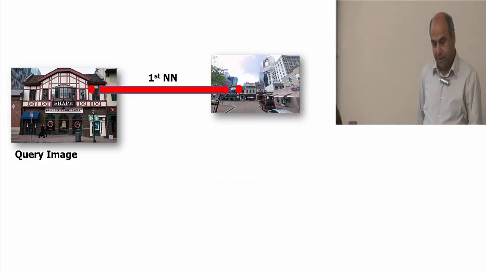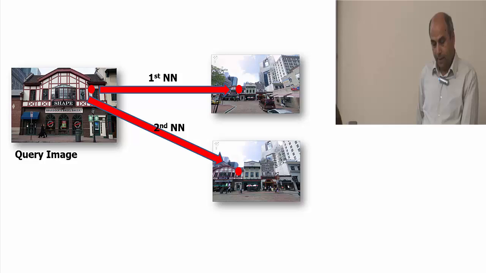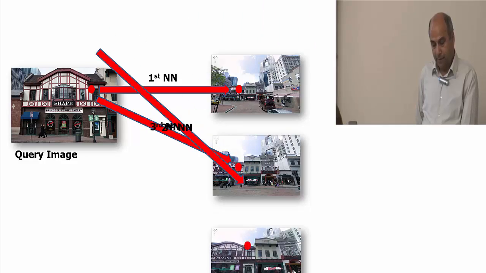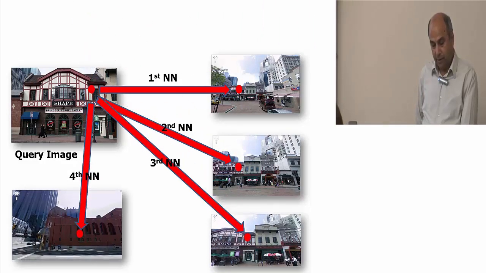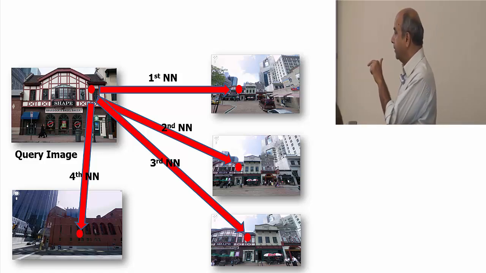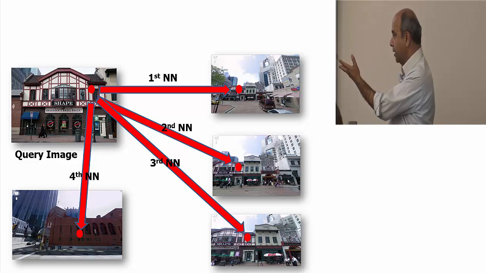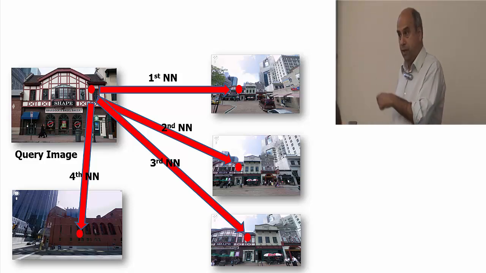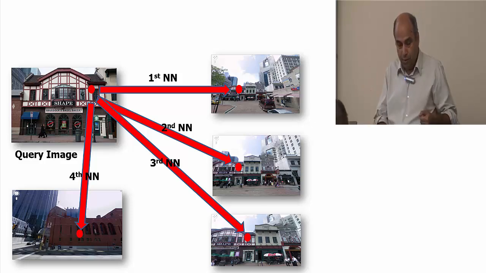To explain this further, this is the input image and these are the interest points which are shown here. Now for this particular interest point, this is the first nearest neighbor, this is the second nearest neighbor, this is the third one, and this is the fourth one. Some of them are correct, but some other ones are wrong, and we don't know which. We have to select one.